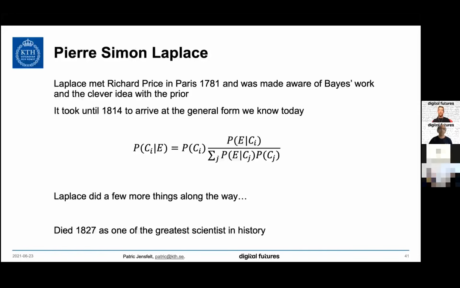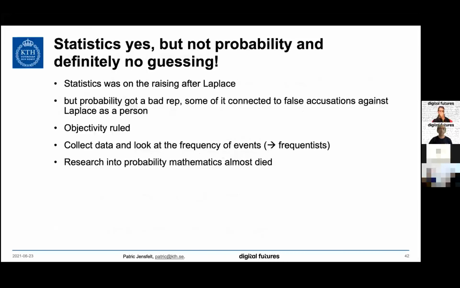Okay. One of the things that Laplace had done a lot during his time was to work with social scientists. He was counting populations and doing things, and statistics really took off after Laplace. But probability got a really bad reputation. And some argue that part of this is because people wrote some really bad stuff about Laplace as a person.